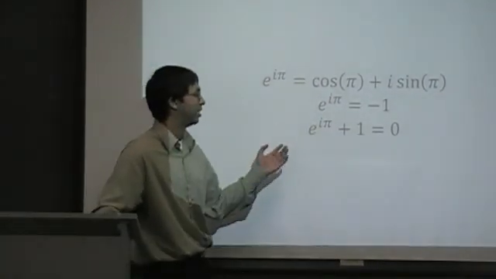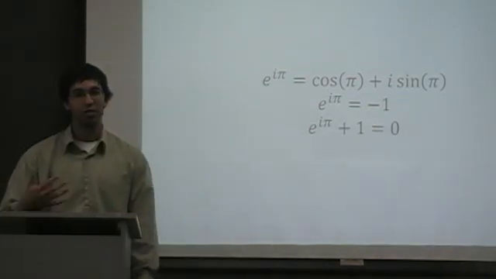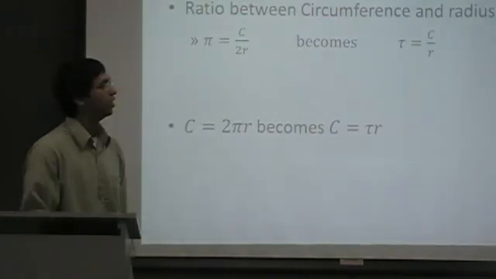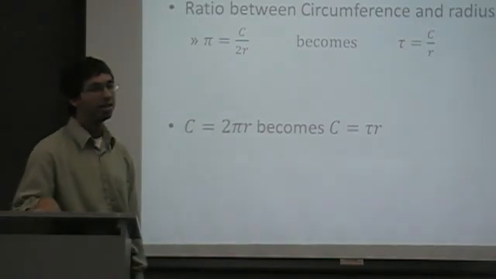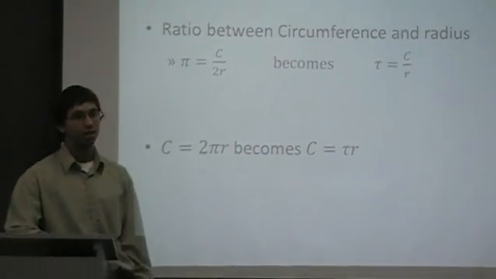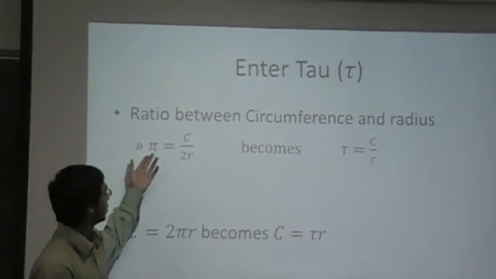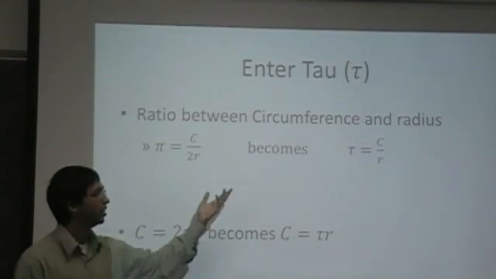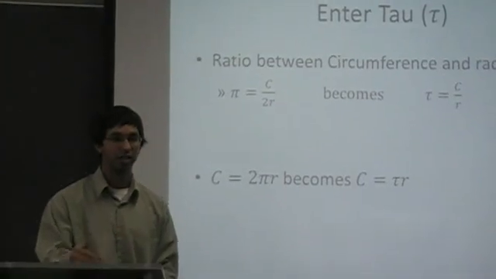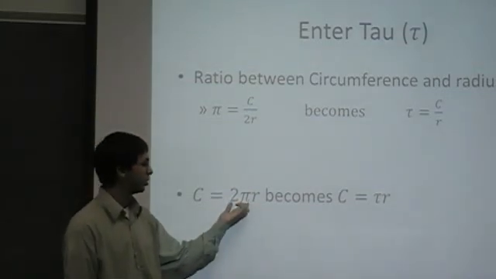But I personally would have thought it would have been even better if this -1 was actually a 1, so that it would imply unity, like perfect unity among all fields. So this is where I'm going with this. I'm saying that pi is not exactly the best number we should be focusing on, rather than tau, which is essentially 2 pi. With that, we can rearrange the formula: pi is equal to c over 2r, so tau is equal to c over r. Instead of being a ratio between the circumference and the diameter, it's the ratio between the circumference and the radius. And so tau is just equal to 2 pi.